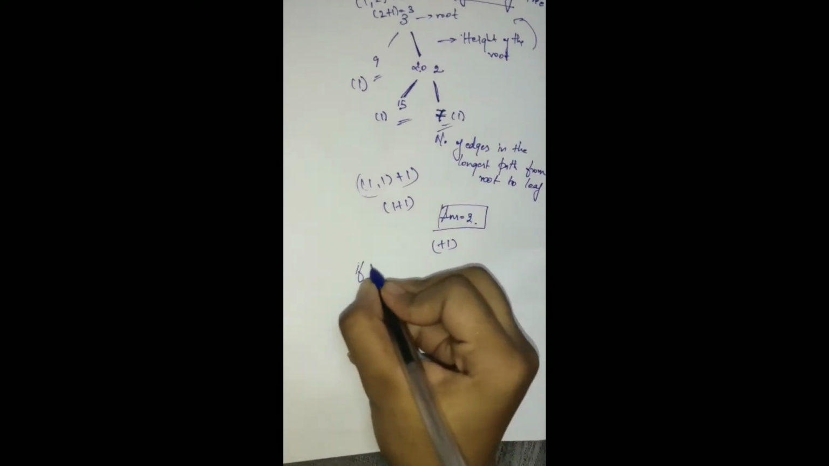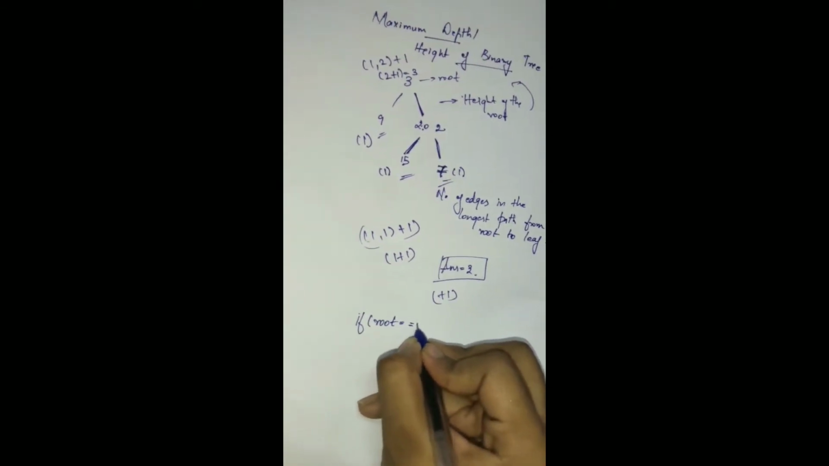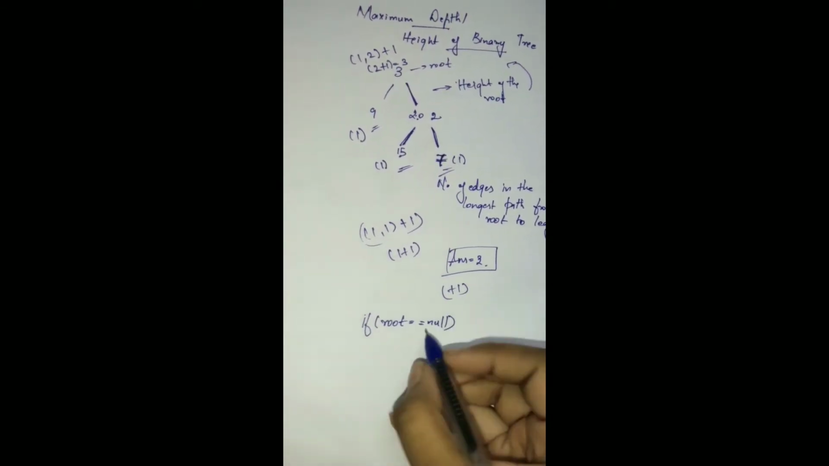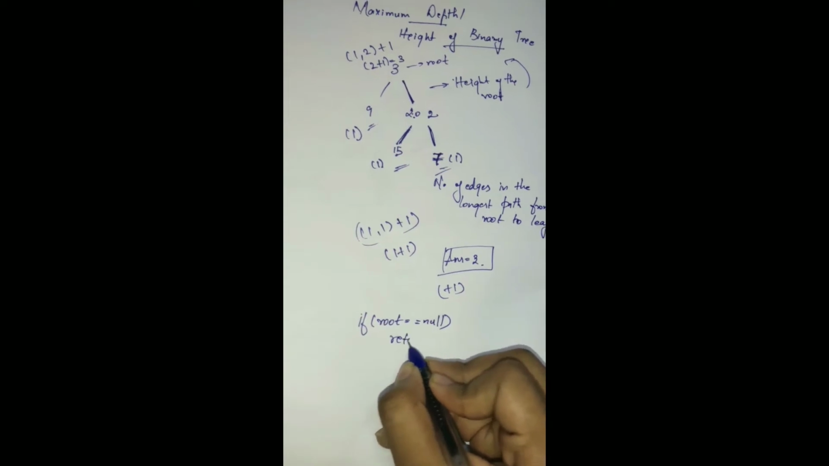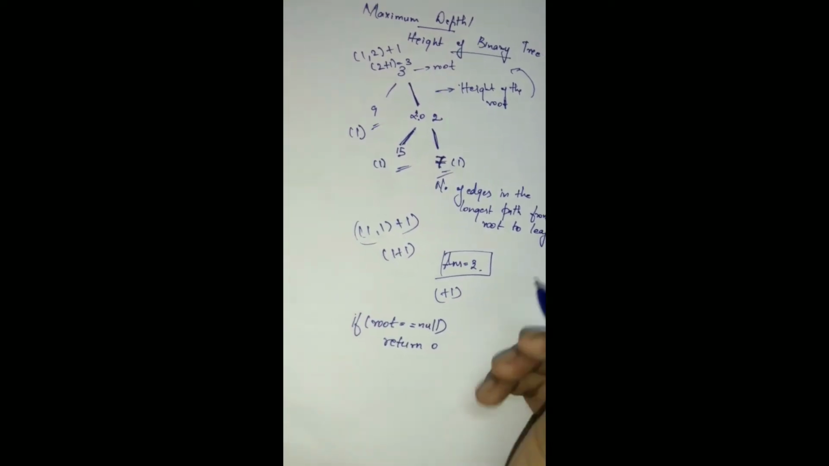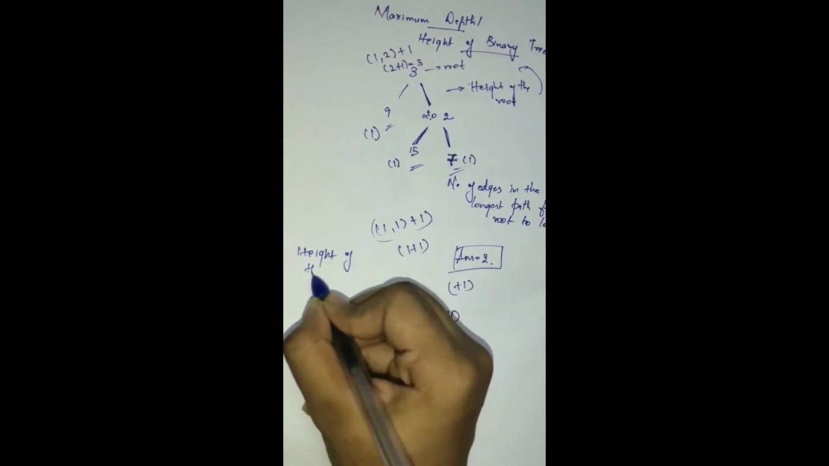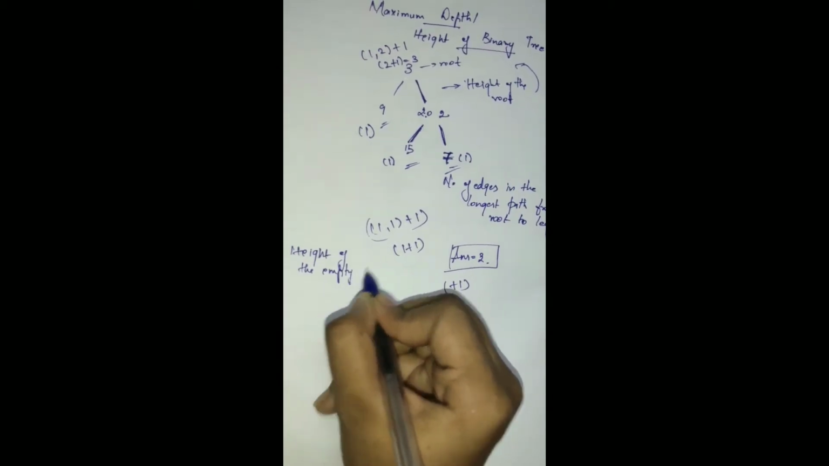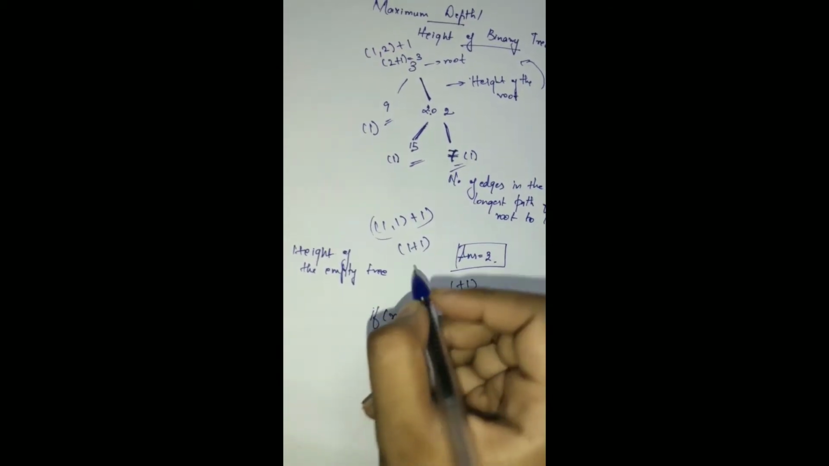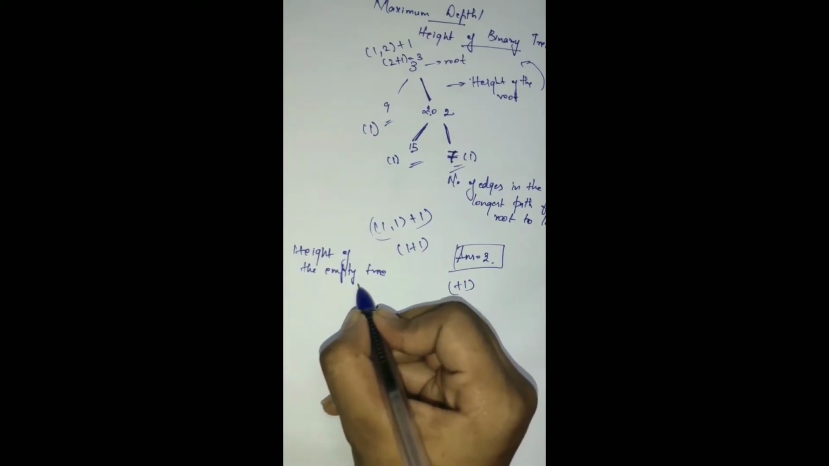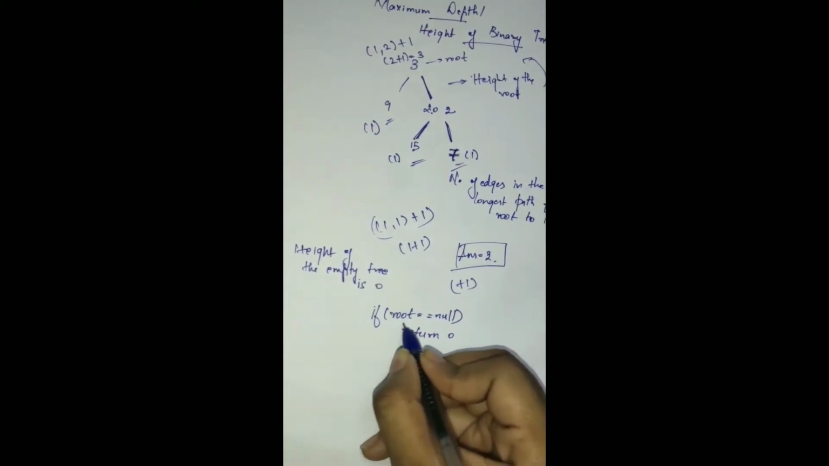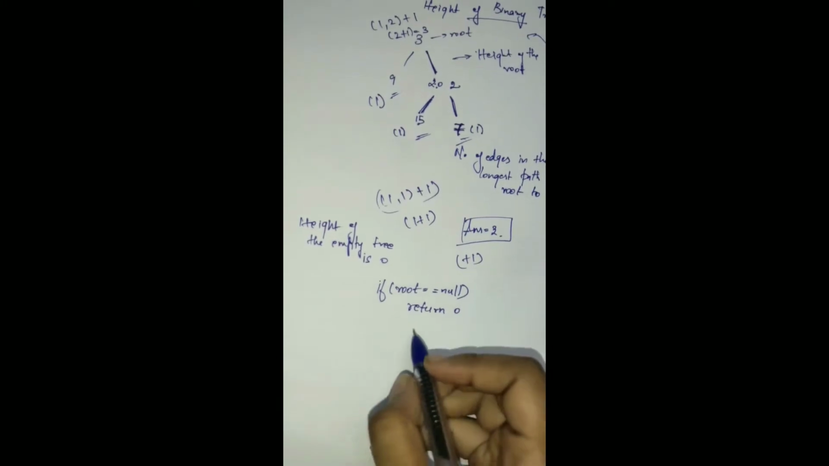Now this can be found with the help of the recursive solution, which means if root is equal to null, this is the base case for the recursive solution. So if root is equal to null, then you are going to return 0. Another important thing is that the height of the empty tree is also 0. An empty tree is one which doesn't contain any root, which means the root will be null. So the height of the empty tree is 0. In the case of root being null, you are going to return 0.